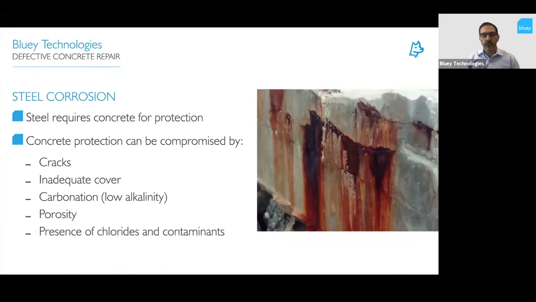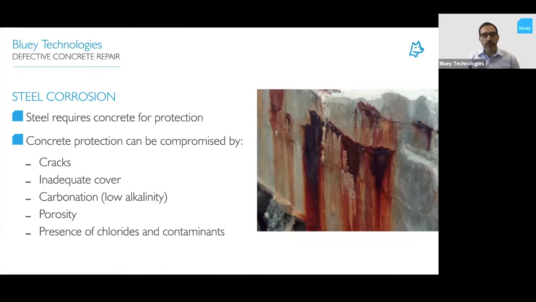So concrete and steel are great friends. They work together in unison. One's good in compression, the other one's good in tension. And concrete provides a nice alkaline environment to passivate corrosion in the steel. But when concrete isn't doing its bit to protect the steel, that's when corrosion starts occurring.